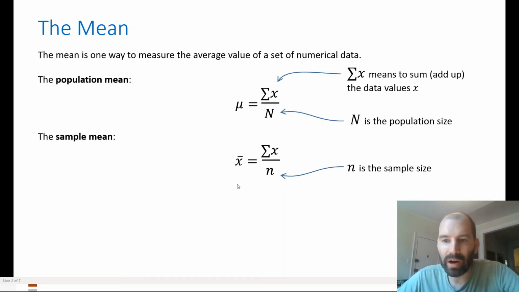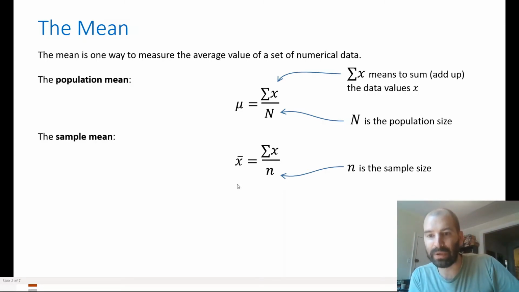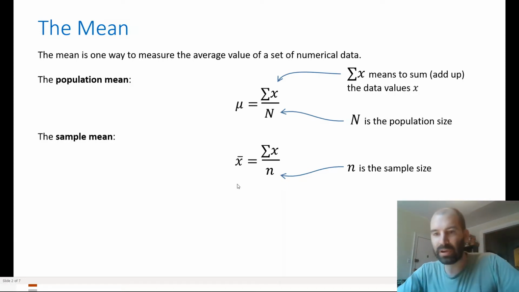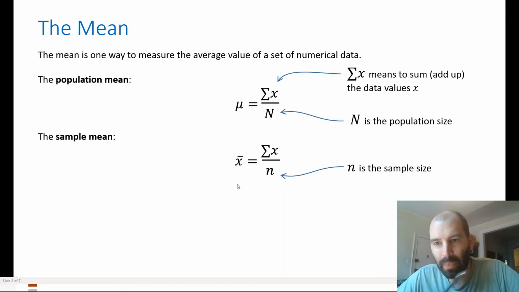Why are we giving them different notation like this? Well, because we're going to be talking about these differently. We're going to be comparing the population mean to the sample mean. So we need to think about these a little bit differently. Even though they're computed the same way, they really come from different data sets. And so their values may be different just because the data we're using is different. Notice that the sample mean is an x with a bar over it. So it's read x bar. X bar is the sample mean.